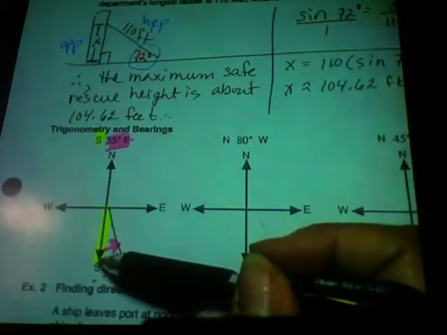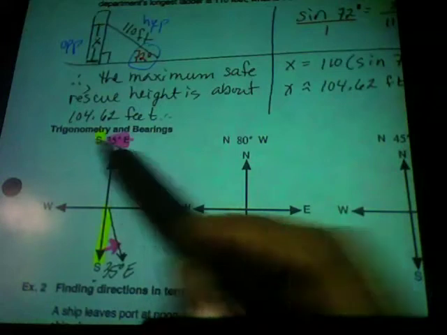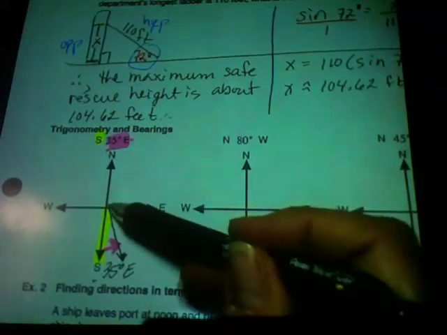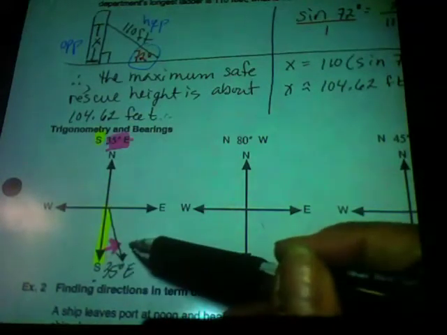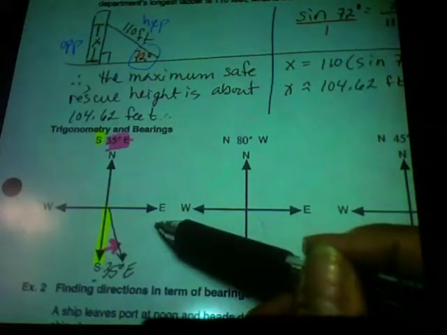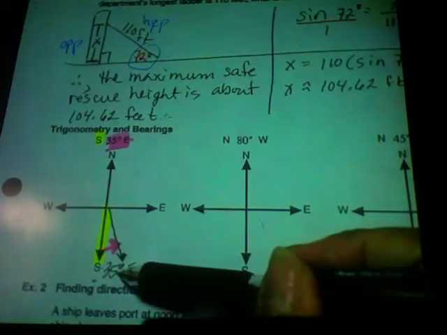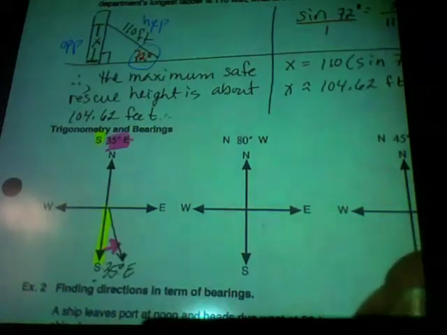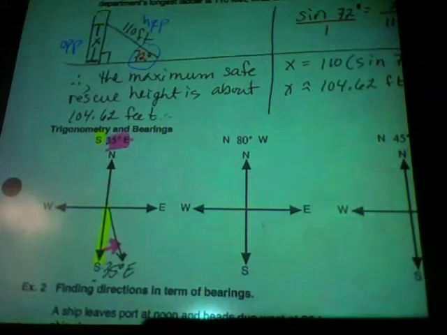So my point to you is this. Southeast means I'm traveling in a southward direction but towards the east. So if I'm going southeast, I'm somewhere between south and east. How far southeast? 35 degrees. Does that help?